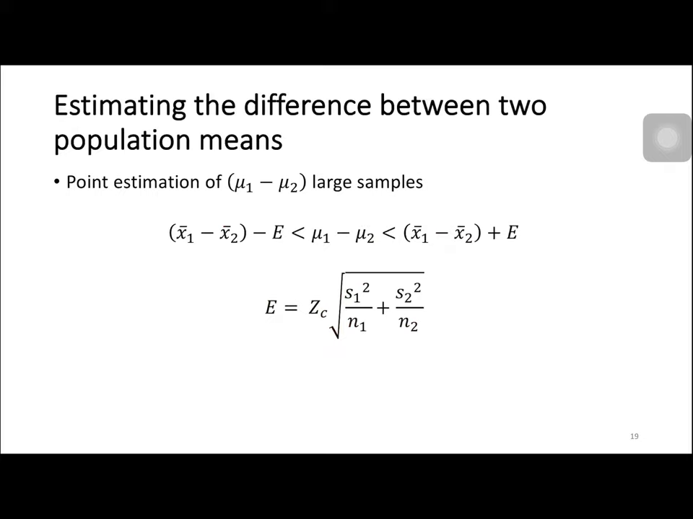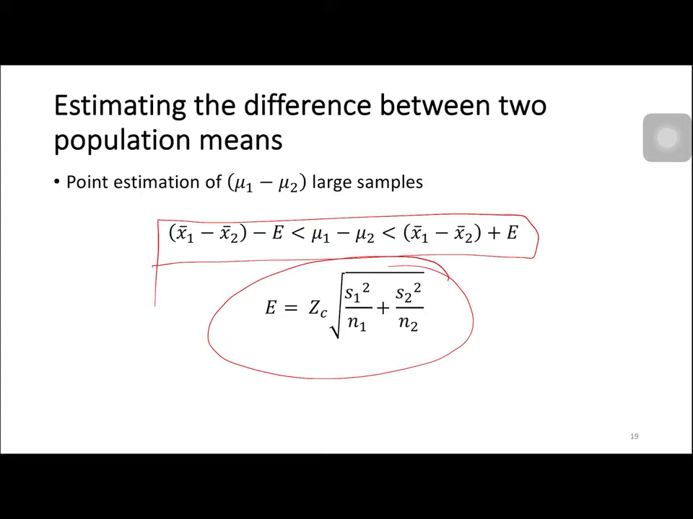Okay, so next is estimating the difference between two population means. For the point estimation of mu 1 minus mu 2, that is for large samples, this is our confidence interval. We have x bar 1 minus x bar 2 minus e is less than mu 1 minus mu 2 is less than x bar 1 minus x bar 2 plus e. And we'll be using this formula for our e. That is equal to Zc times the square root of variance 1 over n1 plus variance 2 over n2.